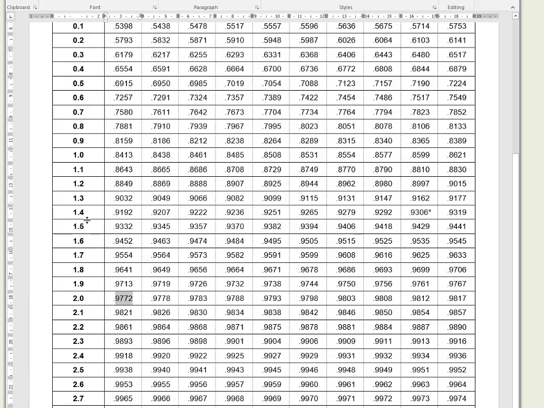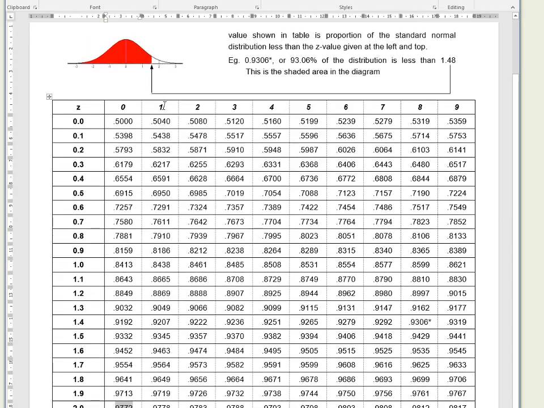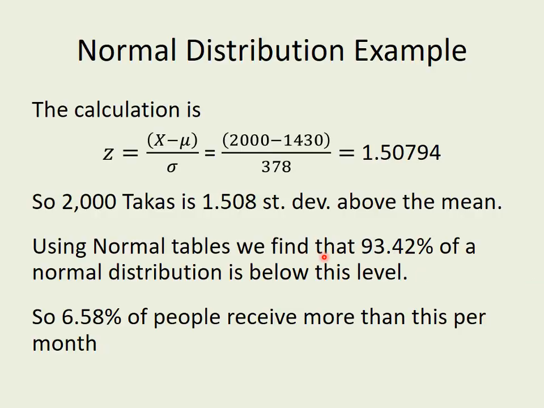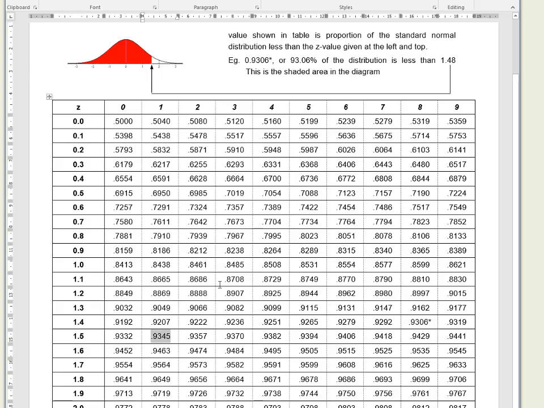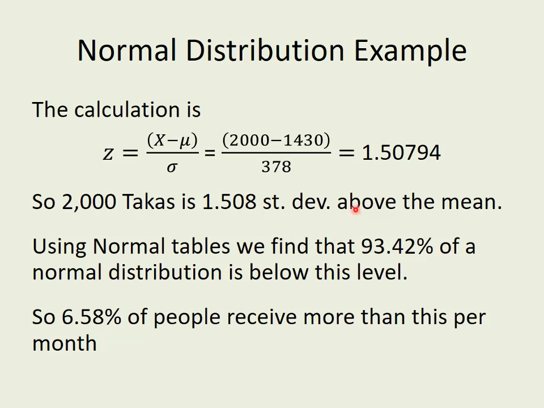So here's 1.5. We see here that 1 is the second column in here. So 1.50, 1.51 is here. So 9345. So 93.45% of people will earn less than that. 93.42, I think I used Excel. 93.42% of people will earn less than that. Yeah, 93.45 according to the tables.